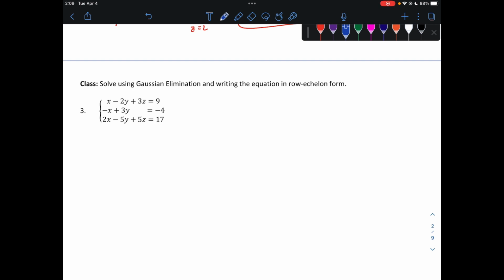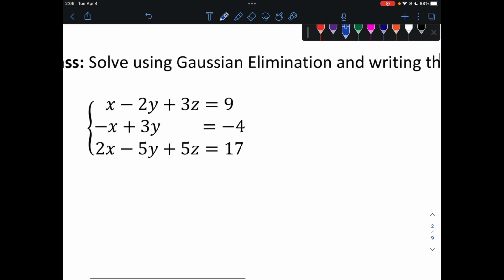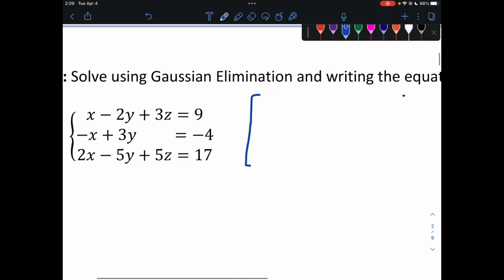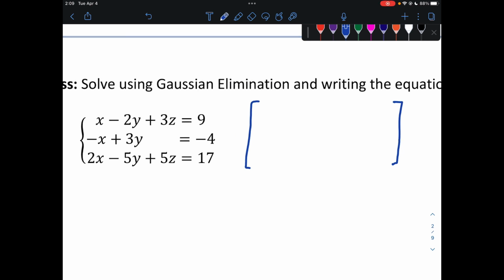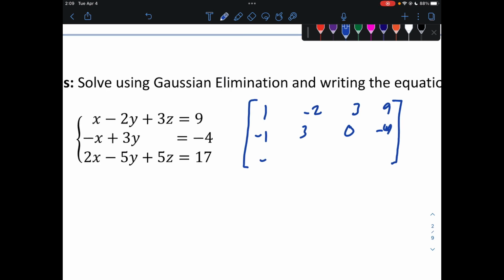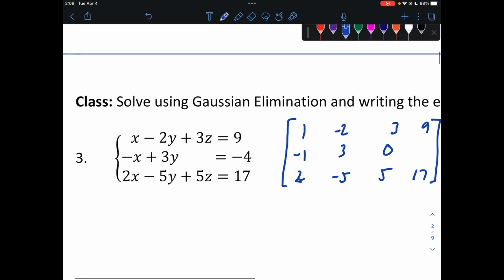First of all, we're going to set up this thing called a matrix. A matrix has these big brackets here, and basically all we're going to do is take the constants, no variables. So it's going to be 1, -2, 3, and 9; -1, 3, 0, and -4; 2, -5, 5, and 17. Let me fix my -4. It looks terrible there. Let me move my -2 over a little bit.